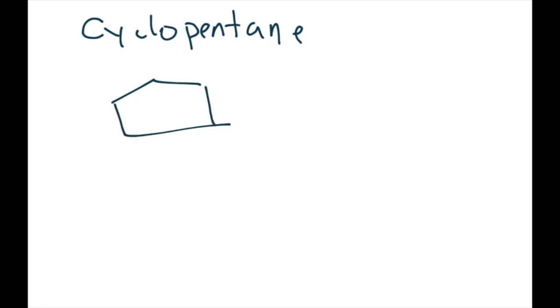Right, so cyclopentane. If cyclopentane were flat, I do believe this bond angle would be 108 degrees, right? If it was flat. But 108 degrees is really close to 109.5, so there's already a lot less strain in this. But cyclopentane doesn't look like this. It's just not a flat pentagon in the world. It looks like this.